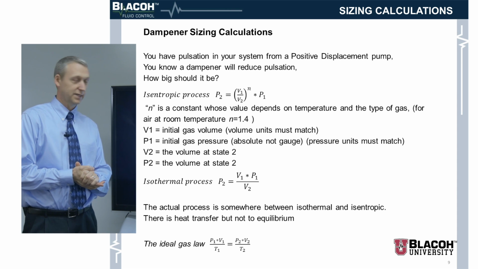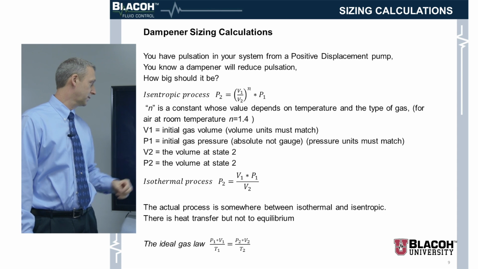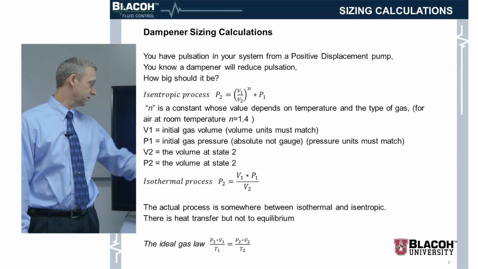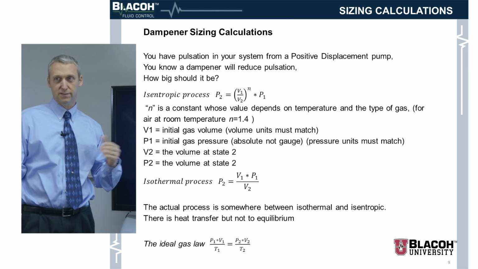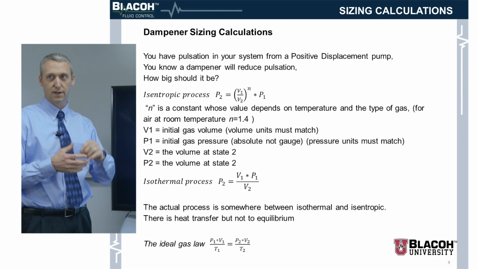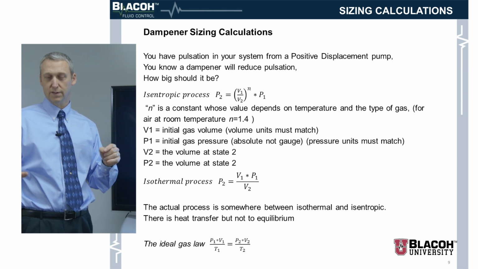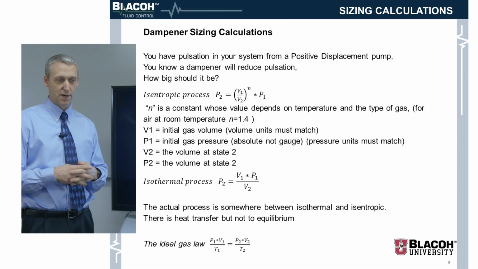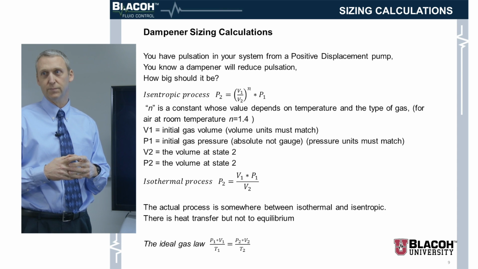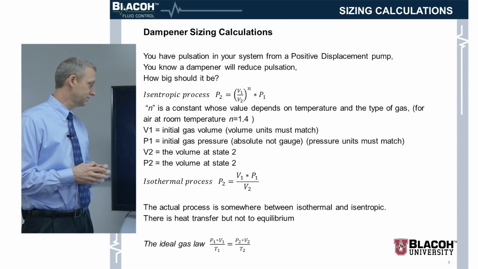There's a number of calculations. There's kind of two calculations you could use. There's the isentropic process, which is usually the one that we use. There's also the isothermal process, which means that it's a slow process and that the gas in the dampener has time for the temperature to equalize with its environment. It's generally not the case with pumps. It is the case with some accumulator type applications. So I throw it in there.